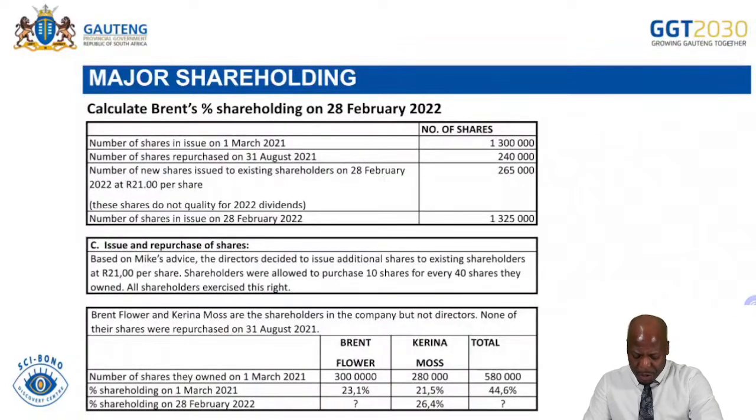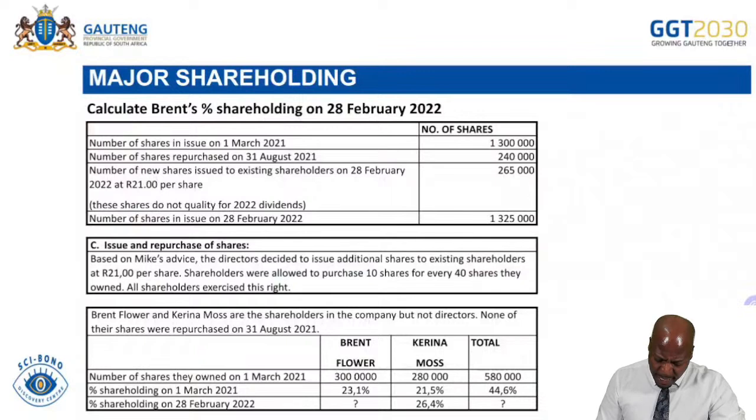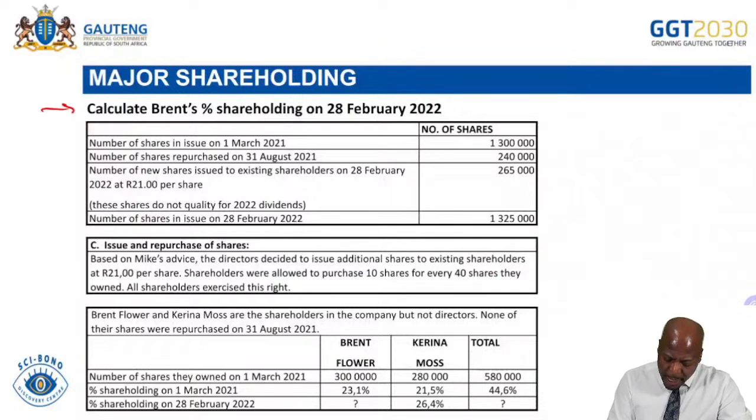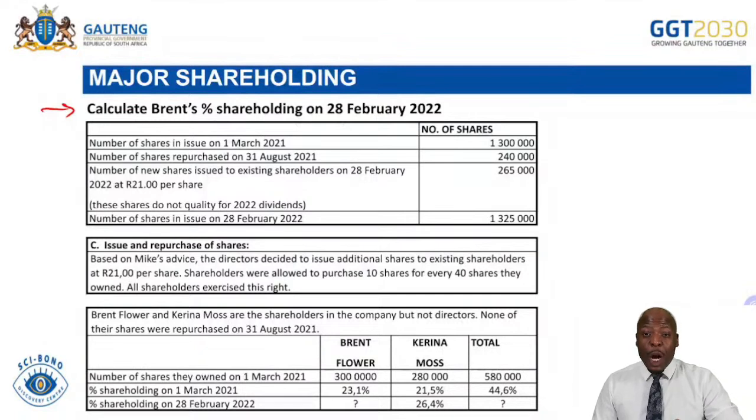We're going to do some calculations here and see if we can answer these questions. It says, calculate Brent's percentage shareholding on 28 February. So we have a shareholder called Brent, and at the end of the year we want to know what his percentage shareholding is.